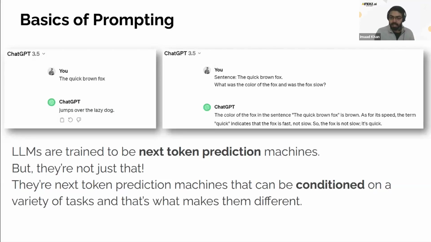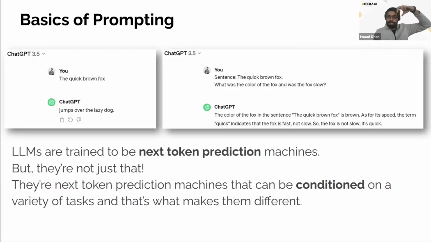As for its speed, the term quick indicates that the fox is fast, not slow. So the fox is not slow, it is quick. So this is what has happened, right? Now I have conditioned, not just trying to predict what is the next word in the sentence, but now the condition is that there's a question. I talked about question answering systems, and this is in a way a question answering system.